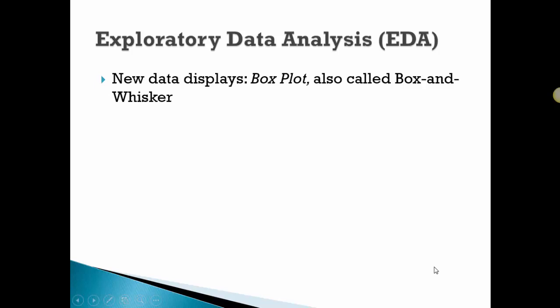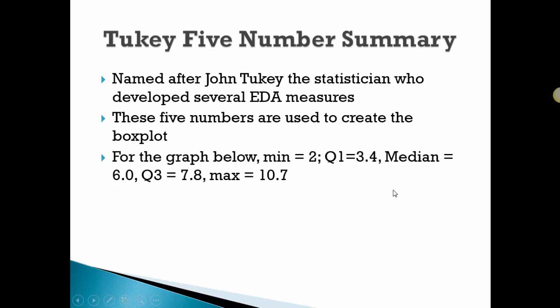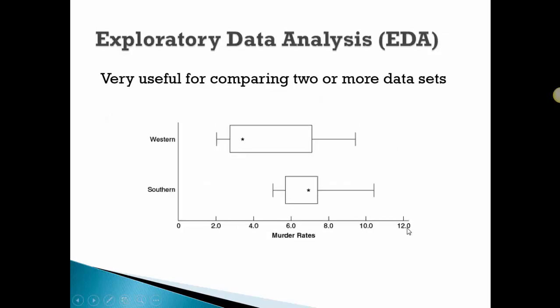A new display was created called a box and whisker plot, and this is what this looks like. And this allows us to see the minimum, Q1, generally the median as a bar in the middle somewhere in the box, Q3, and the maximum. We use a 5-number summary, which is the min, Q1, median, which is Q2, Q3, and the max. And John Tukey was a statistician who developed several EDA measures. And we use those 5 numbers again, min, Q1, Q2 or the median, Q3, and the max to create the box plots.